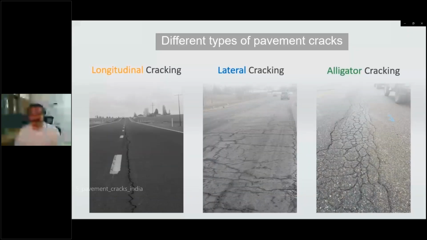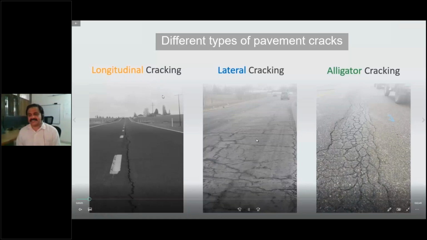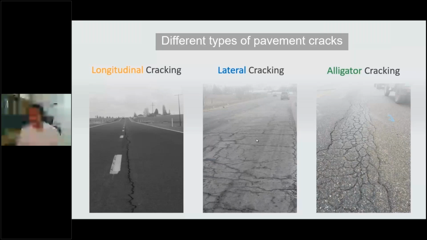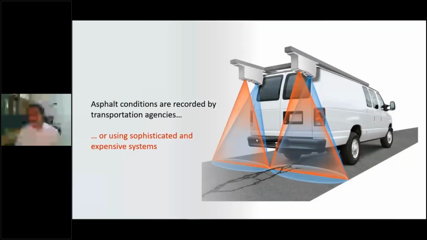There's a wide variety of types of cracks. There are longitudinal cracks, lateral cracks, and alligator cracks, and they have different reasons. In fact, alligator cracks are caused due to poor construction and uneven load. And typically, agencies need to go out in the field and use these kind of paper forms to find the conditions of the road. But that's one end of the spectrum. And in Western countries, they can use sophisticated equipment such as laser scanners, but these are very expensive and out of reach of most people.